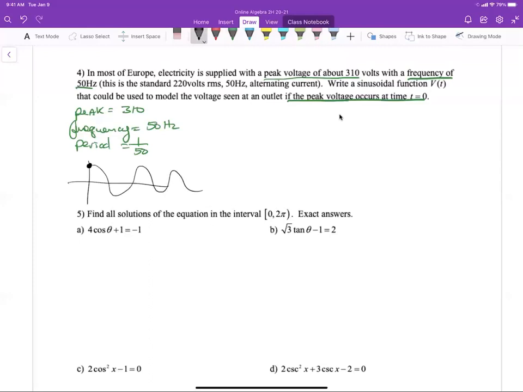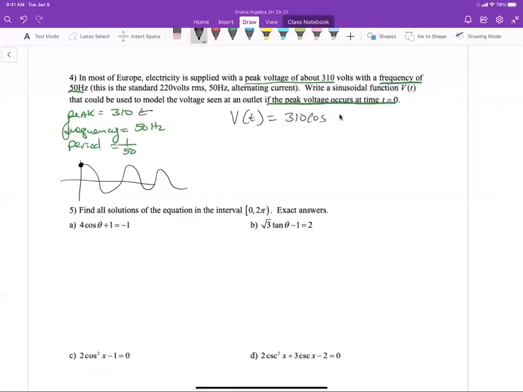So we have a cosine graph. The amplitude is my peak, which is 310. And then I have a cosine graph. I don't need a parentheses, so cosine. Let me just write the generic equation over here. V of t is equal to a times cosine b of t. We're not going to have a shift up or right because we're starting at time 0.